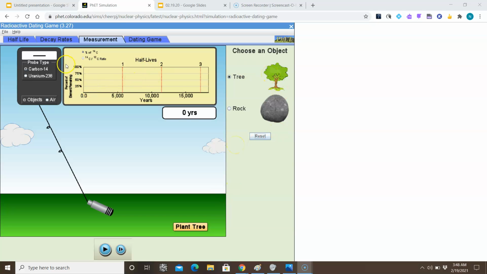So in the previous simulation, we measured the amount of carbon-14 in a tree. We're now going to do uranium. So I'm going to select uranium-238. So we're going to measure this radioactive isotope in the tree here.